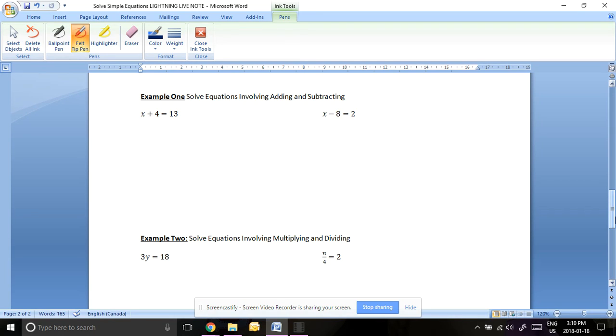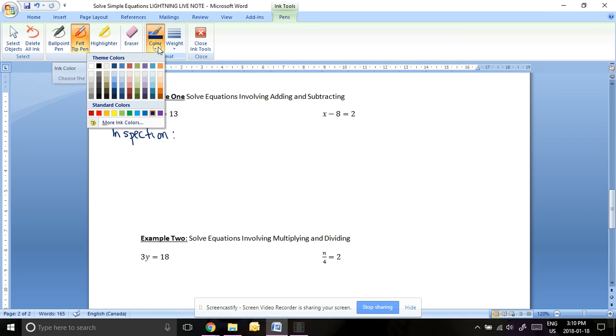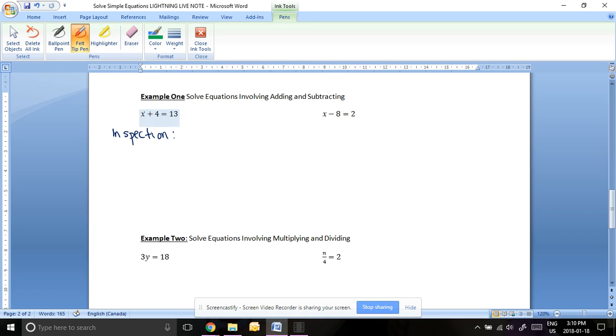We're going to do two different types of equations, and then you're going to practice. The first kind is when there's adding or subtracting. Again, the first method is called inspection, which just means looking at it and figuring it out. If we look at this and inspect it, we think something plus 4 equals 13. Well, it can't be 10 because 10 plus 4 is 14. So, oh yeah, it's 9. 9 plus 4 is 13. So you can just go right to saying x is equal to 9 if you want to.